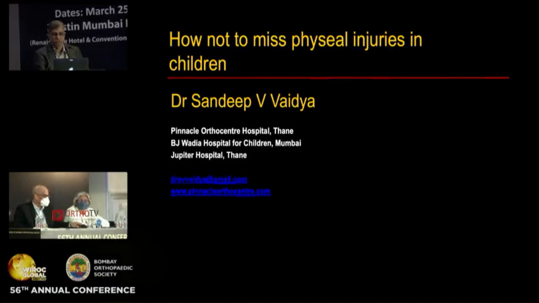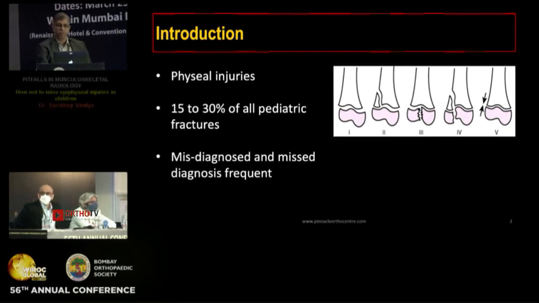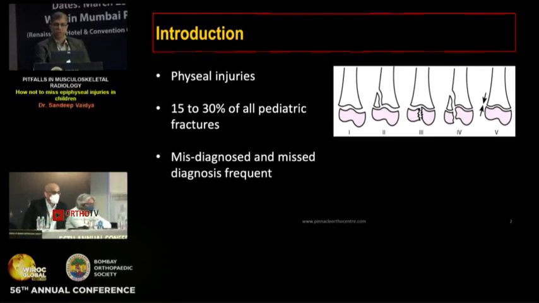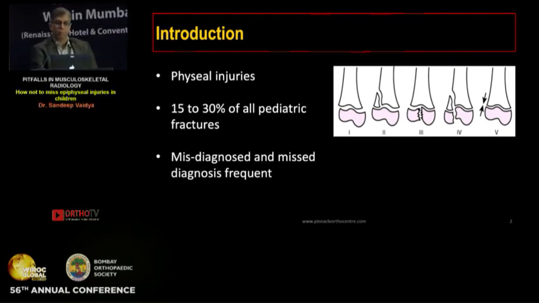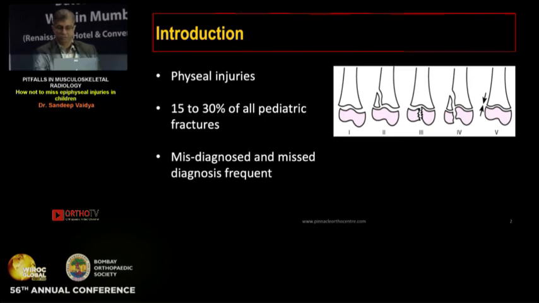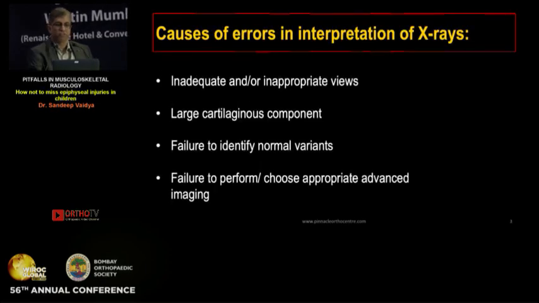Okay, thanks, Kshitij. So, physeal injuries, we know, are fairly common injuries in children, comprising about 15 to 30% of all pediatric fractures. However, a fair percentage of these are misinterpreted on the radiological investigations. So let's look at the reasons why there are errors in interpretation of X-rays in physeal injuries.